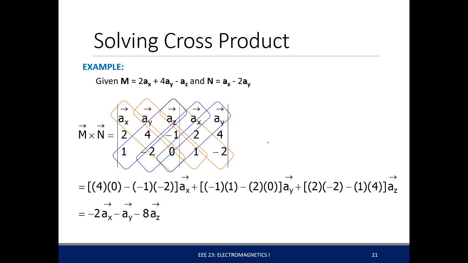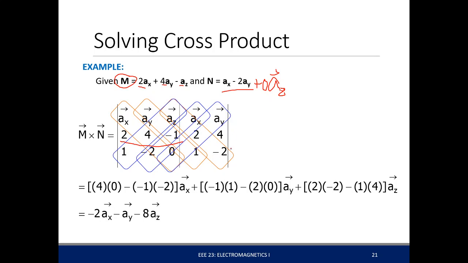Okay, so for example, we have M and N. Get the cross product. Well, first you need to put the unit vectors in the first row. M, since M was first, you need to put the components on the second row. And finally, N: 1, negative 2, 0, 0, since you can actually extend this to 0, A, Z.